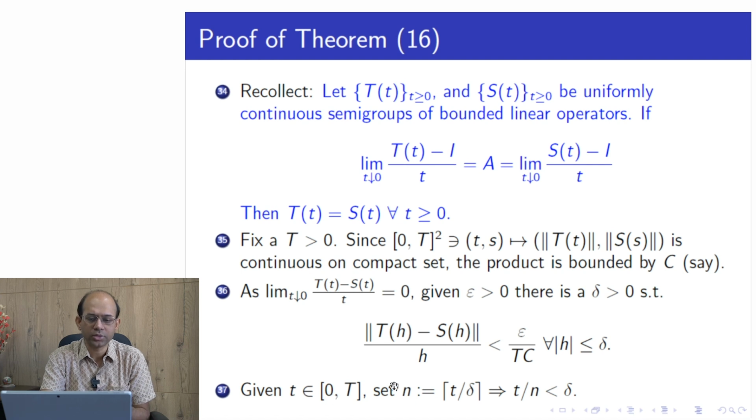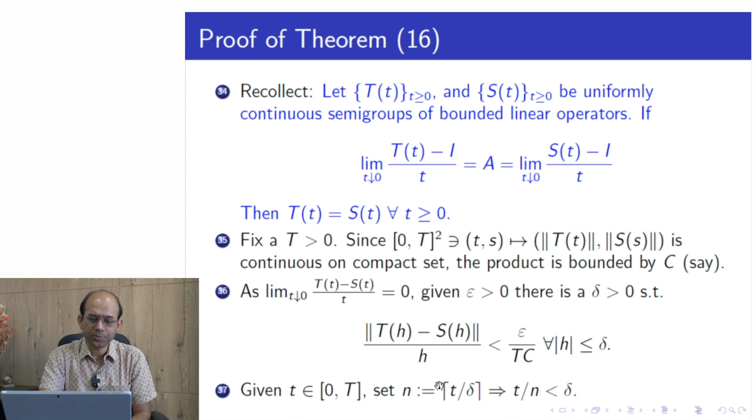After fixing this small t, we can find one n, which is the ceiling function of t by delta. Which delta? This delta. Ceiling function of t by delta. So this n is dependent on t. Small n depends on the time t.